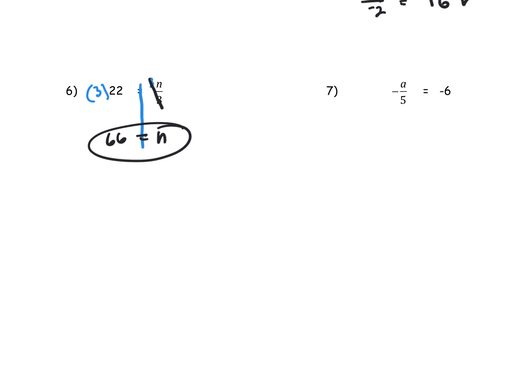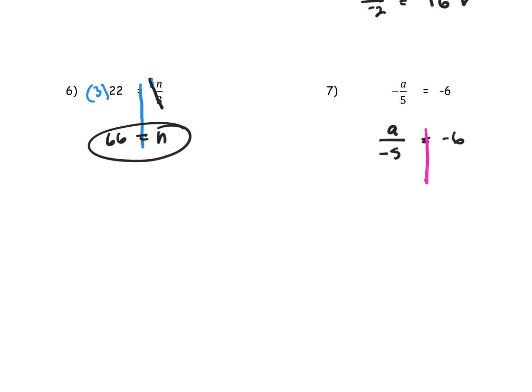And our final problem, you might have noticed there's a negative sign out in front. So we're going to assign that negative to our number because we always like to have a positive variable. So I'm going to choose to rewrite this right now as a divided by negative 5. And that's going to equal negative 6.